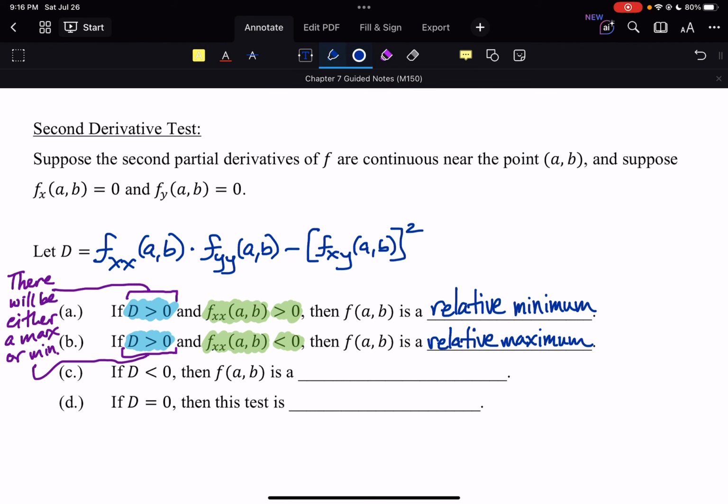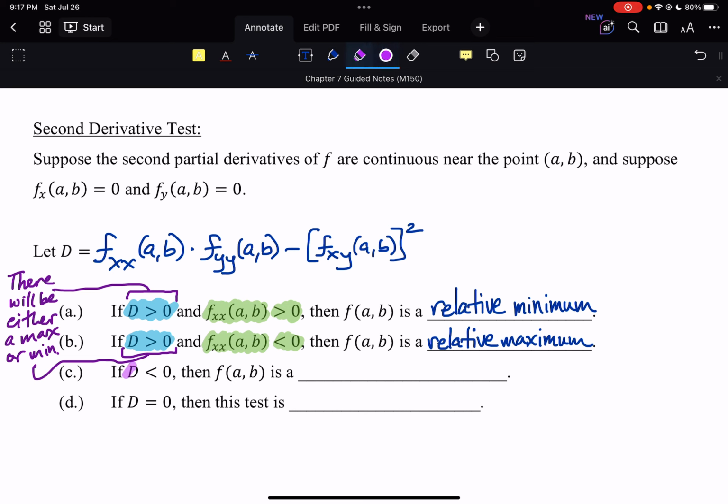Okay, so if we run this second derivative test, sometimes called the D test, and we get that D is positive, that means there will be either a max or a min there. Which one is it? Well, that depends on f_xx. So we check f_xx to see whether it's positive or negative. If D is positive and f_xx is positive, that's a min. If D is positive but f_xx is negative, that's a max.